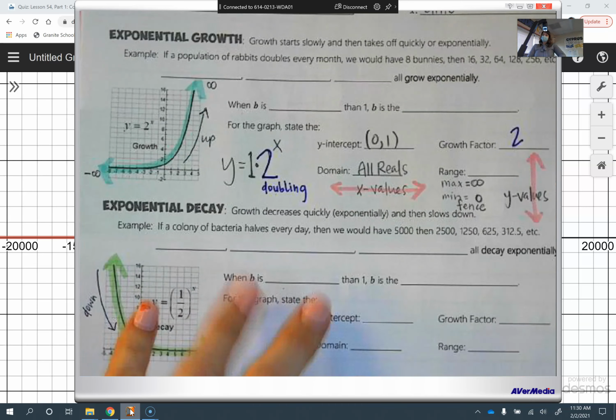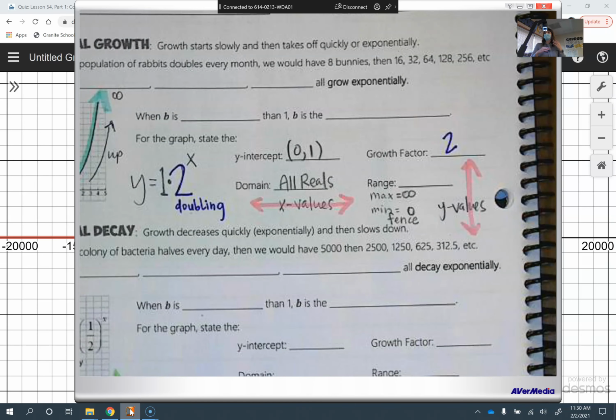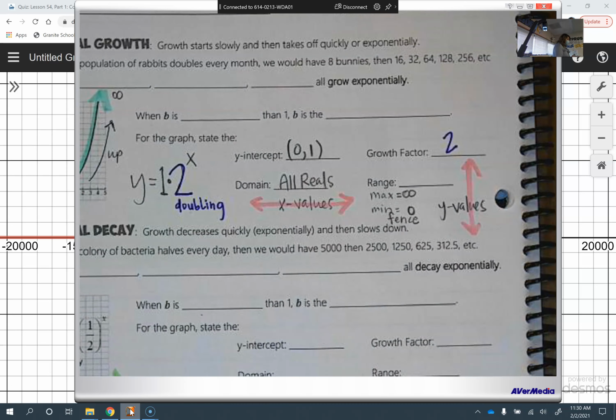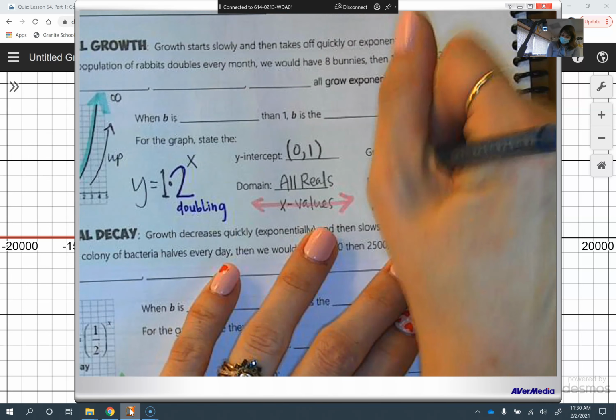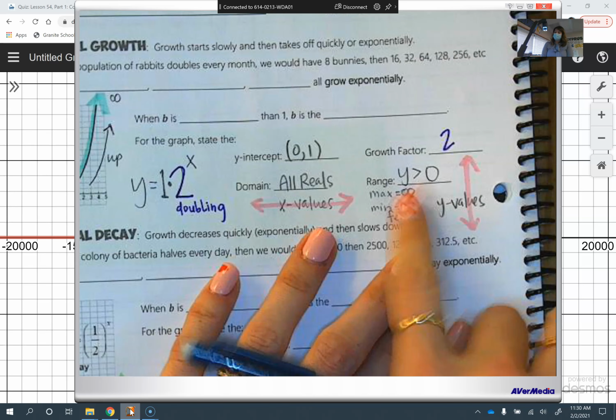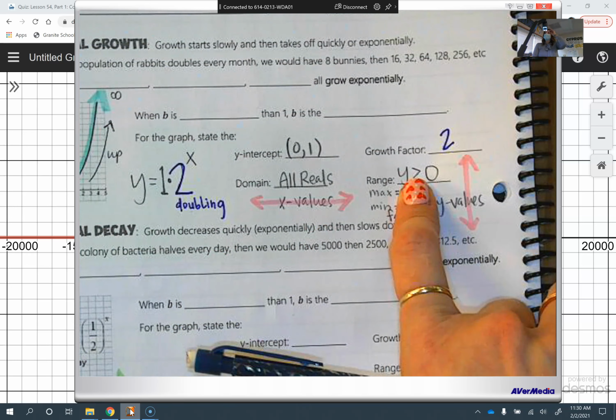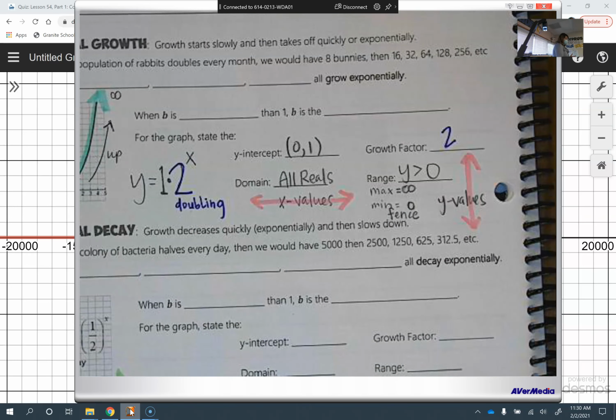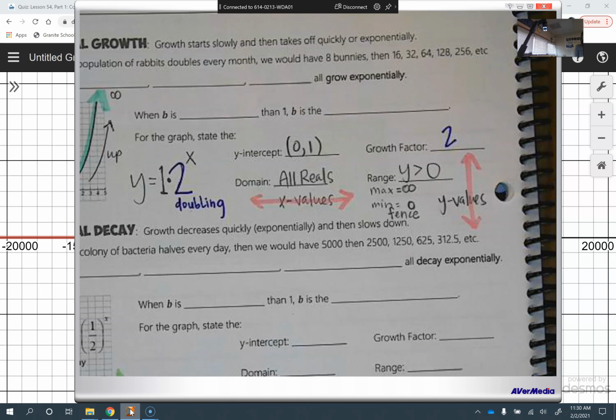And when you have a fence, the fancy word for that is asymptote. We looked at that a couple lessons back where if we graphed something, we might run into an asymptote, and that is a fence that your function can be next to, but it will never touch. So your range is any y value greater than 0. It can't be 0 because you have a fence at 0. It can be any number, though, above 0.